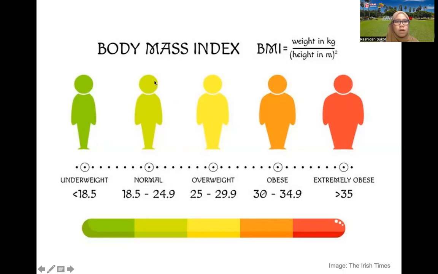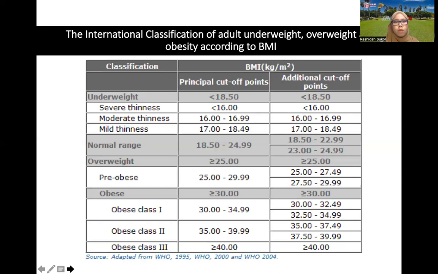If you are in the green zone, we are considered okay. The level is about 24.9. So if we reach somewhere here, we should take note that we have to reduce our weight to the middle range, right? This is adapted from WHO in 1995 and 2004.